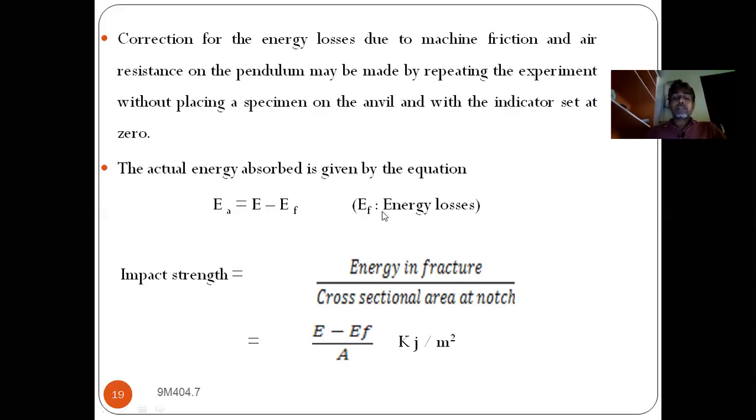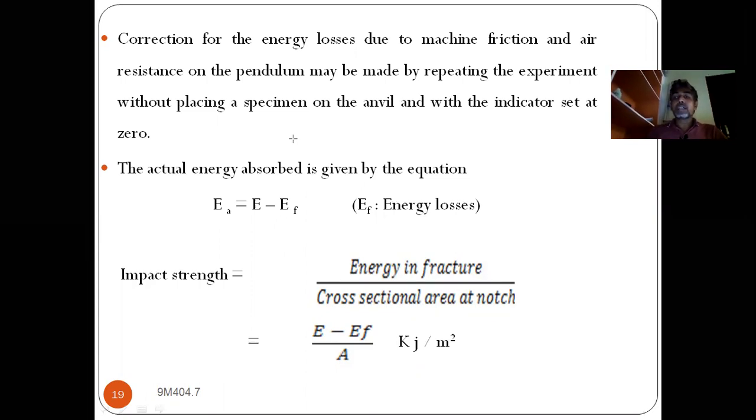So I'm repeating once again. How to find out the impact strength? Generally, the pendulum is released from a certain height, and after fracture it reaches a certain height. So the initial height is H1 and after impact you have a height H2. The weight of the pendulum is W. So the energy absorbed will be given as E is equal to W into H1 minus H2. This is the general energy absorption.